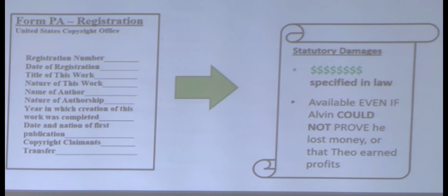Under statutory damages, Alvin could have chosen to receive an amount of money that's decided under copyright law, even if he could not show actual financial damage to himself or profits to Theo.